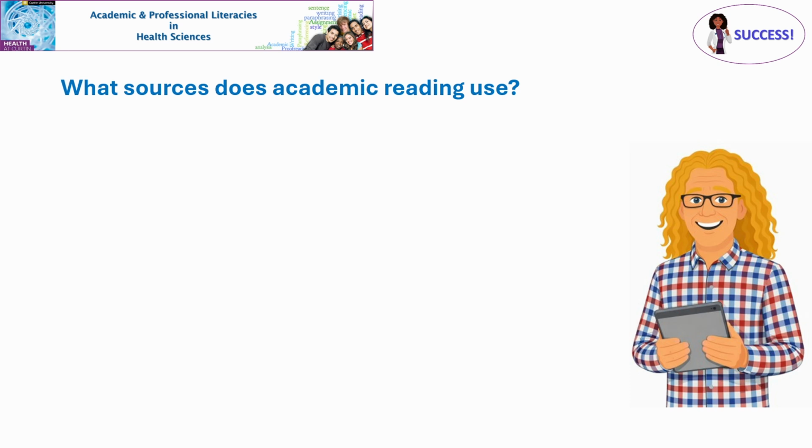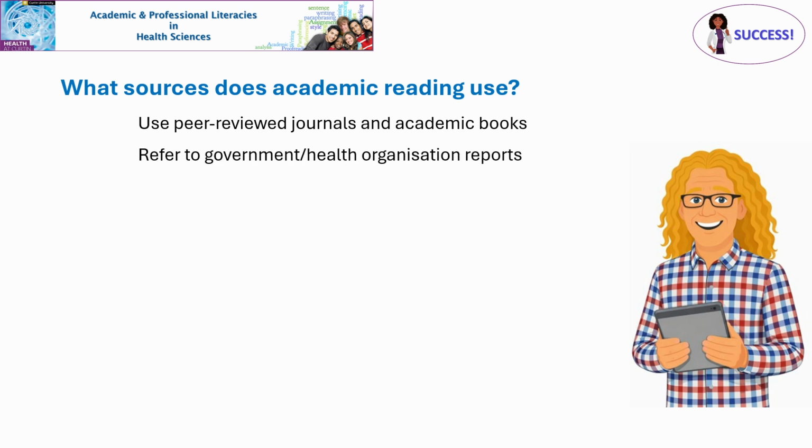So what sources does academic reading use? First of all, we read peer-reviewed journals and academic books and texts. We often refer to government and health organization reports, but we avoid unverified online sources, for example, blogs and certainly AI summaries.